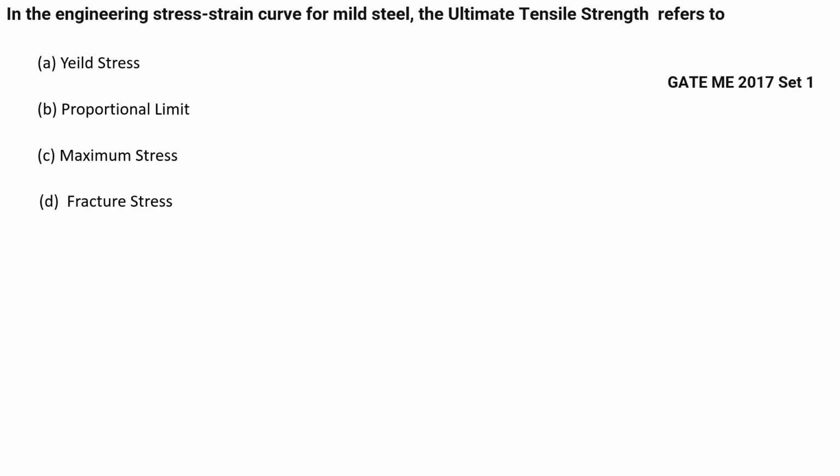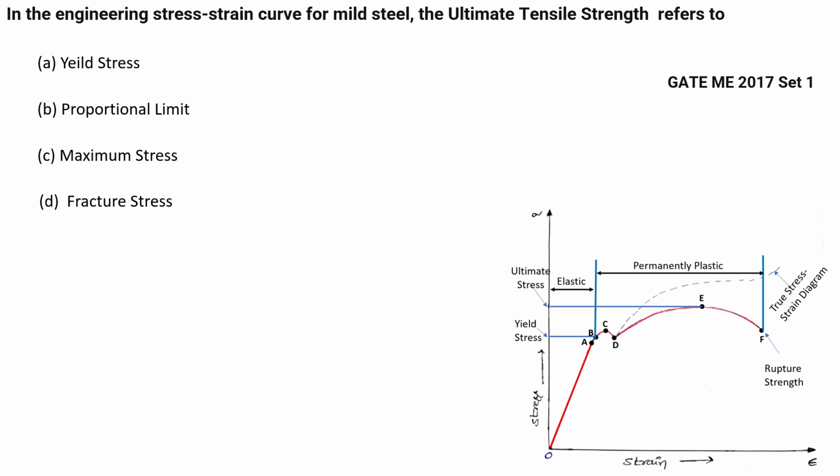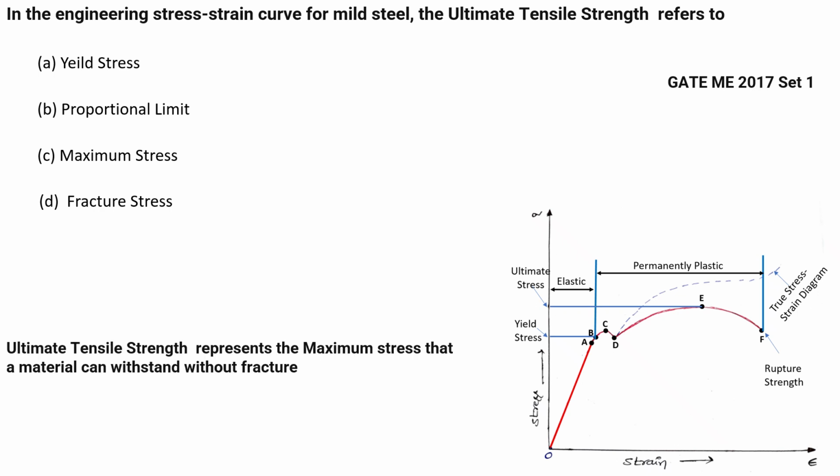Next question. In the engineering stress strain curve for mild steel, the ultimate tensile strength refers to. So it is the stress strain diagram for a mild steel material. Here the ultimate tensile strength is the maximum stress that a material can withstand without fracture. So here option C is the correct answer.